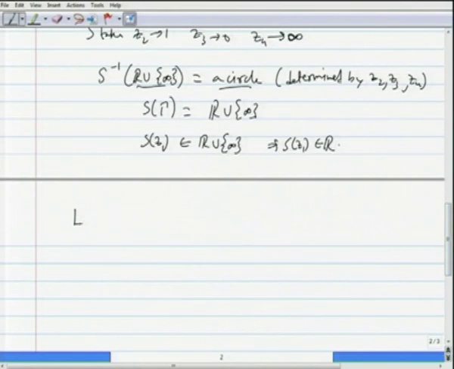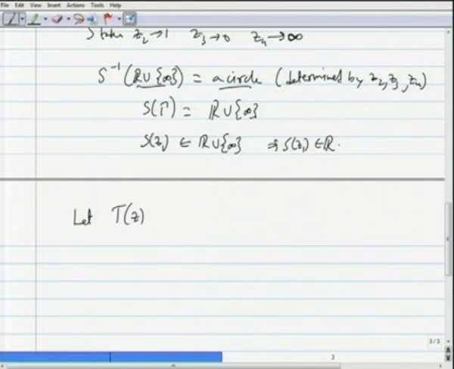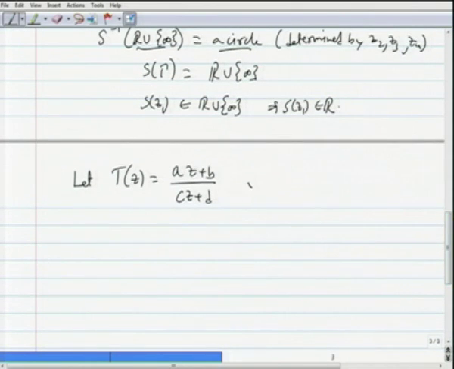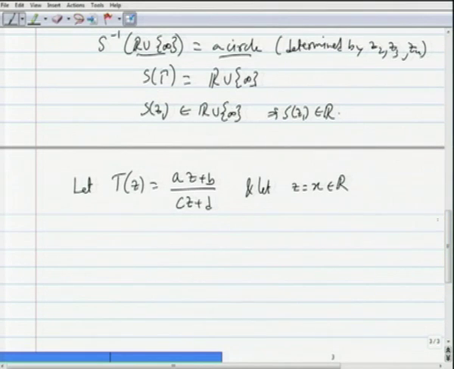So, let T of Z be (A Z plus B) divided by (C Z plus D). It's a Mobius transformation. And let Z equals X, which belongs to R. So we can treat infinity separately. So let us say Z is X, X belongs to R, and W is T inverse of X.